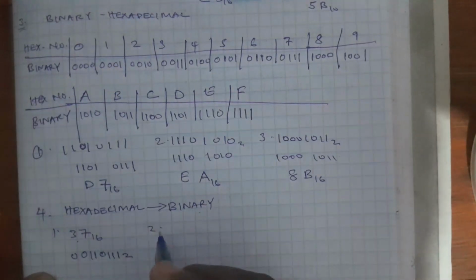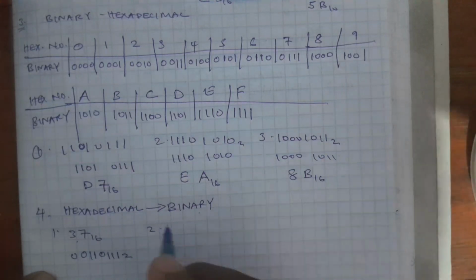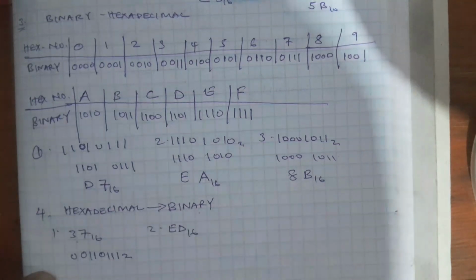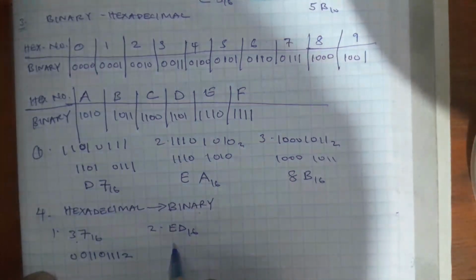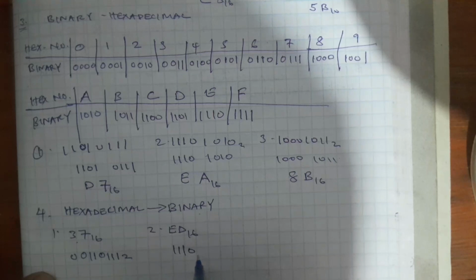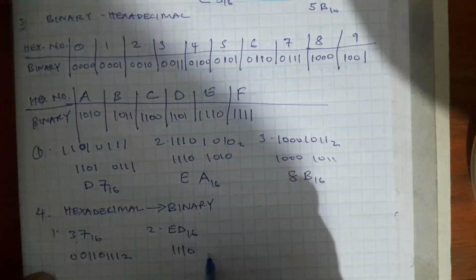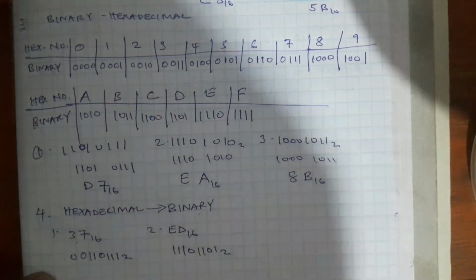Let's look at the second example. In our second example, we have ED to the base of 16. E is 14 with the binary representation of 1, 1, 1, 0. D is 13, a binary representation of 1, 1, 0, 1 to the base of 2.